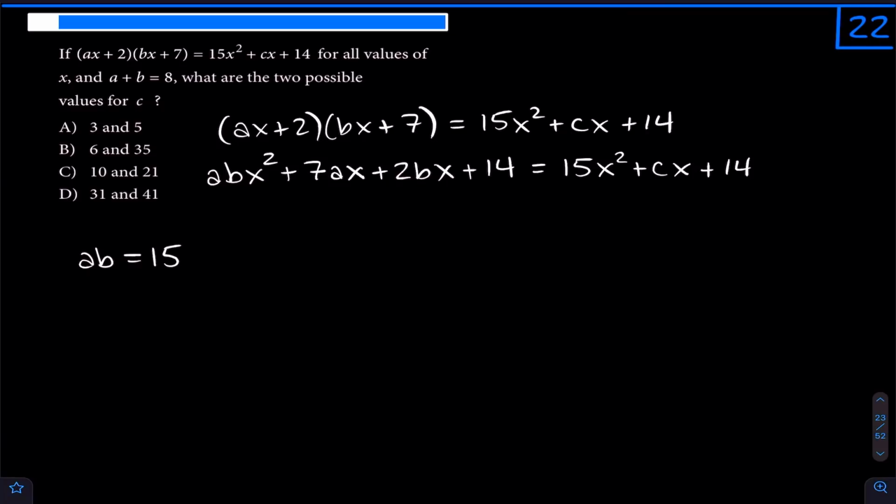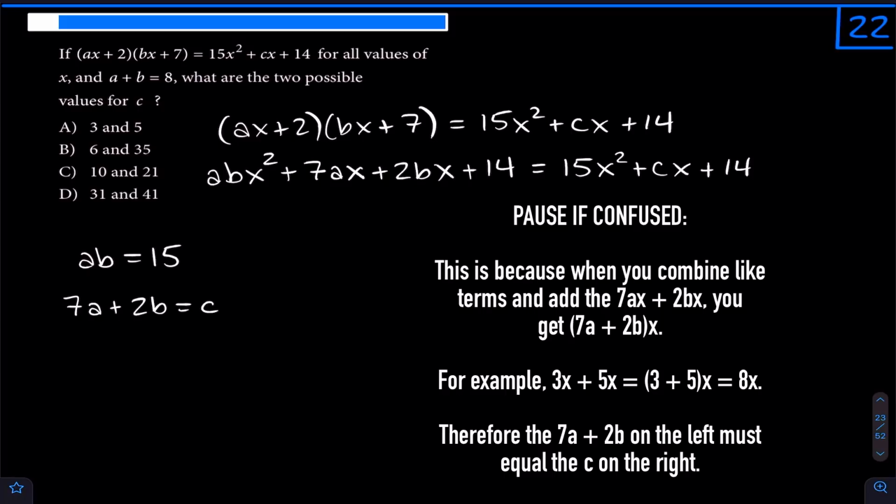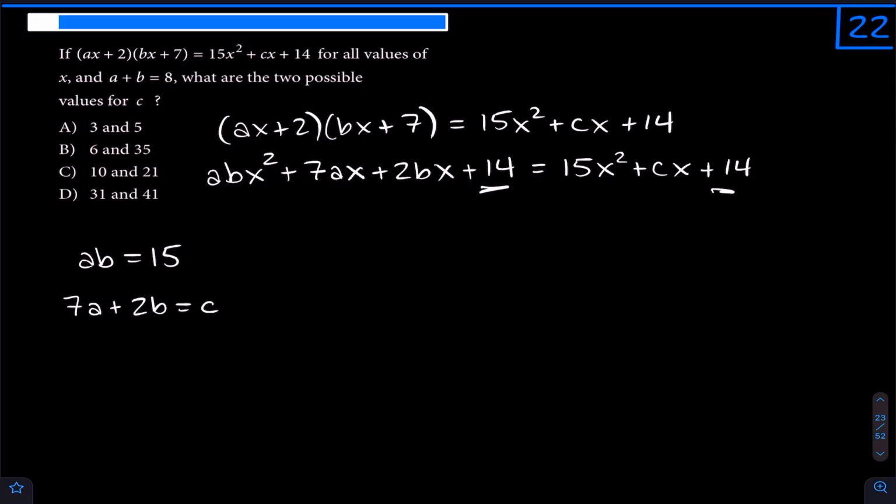So we have that. That's great. We also can now look at the x terms. We know that 7a plus 2b is equal to c. And that gets the x coefficients equal to each other. And of course, we know that 14 is equal to 14. That's true. That's good. And I think that just tells us that, hey, we multiplied things out correctly. And that's nice.